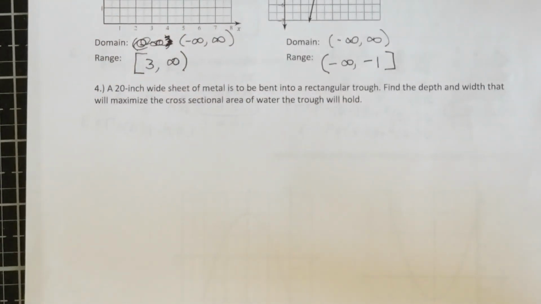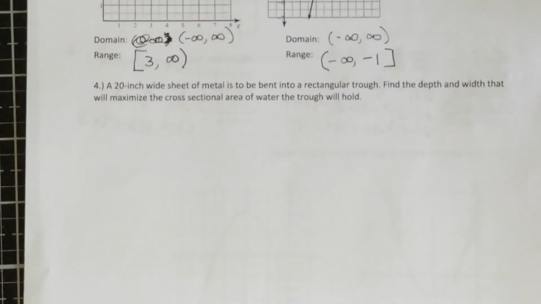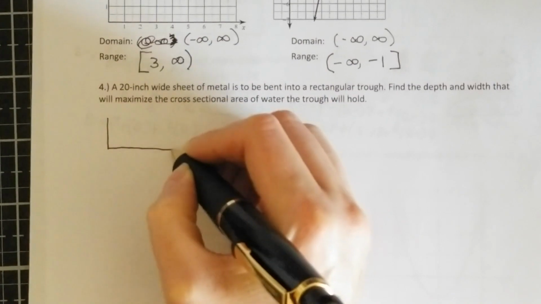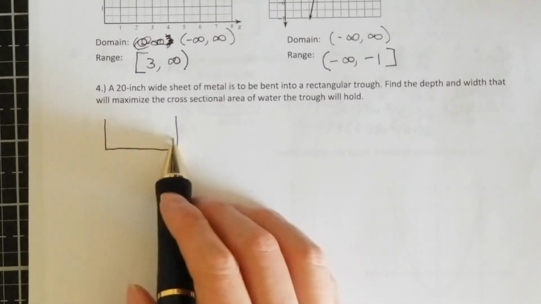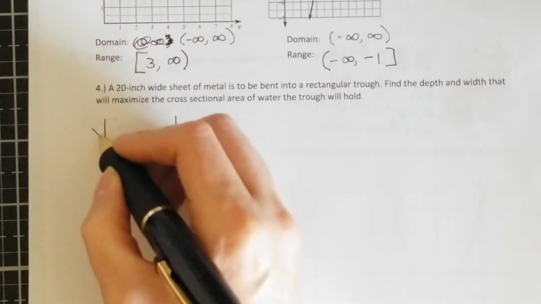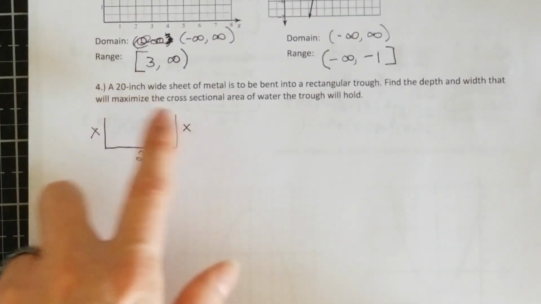Okay, question number 4. A 20-inch wide sheet of metal is to be bent into a rectangular trough. Find the depth and the width that will maximize the cross-sectional area of the water the trough will hold. Okay, so you want to draw your trough here, which kind of is a gutter basically. So I know that it's 20 inches wide, and I do not know the depth and the width on there. I know these are going to be the same because it's a rectangle.